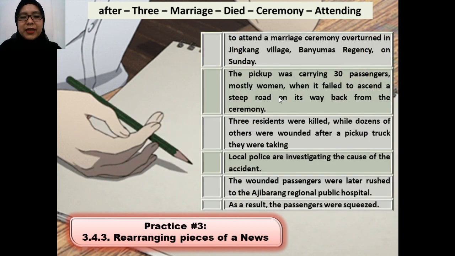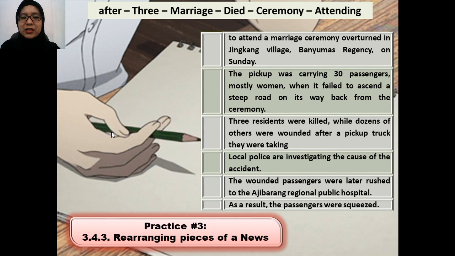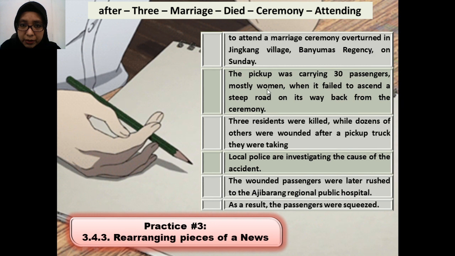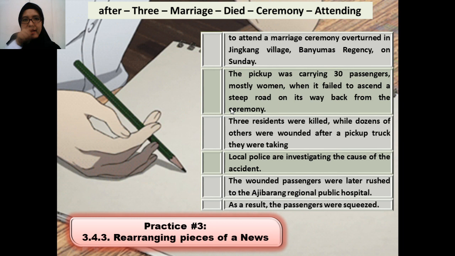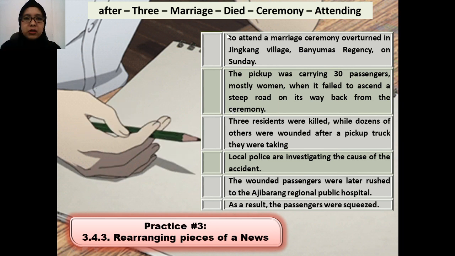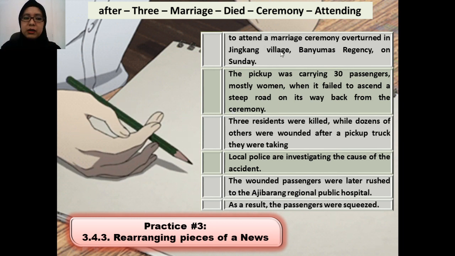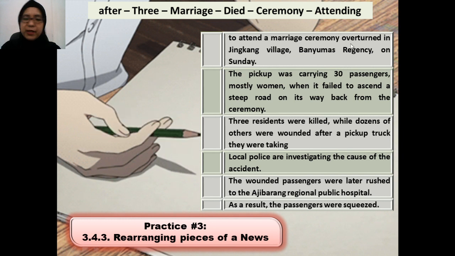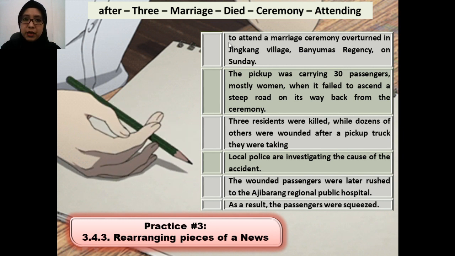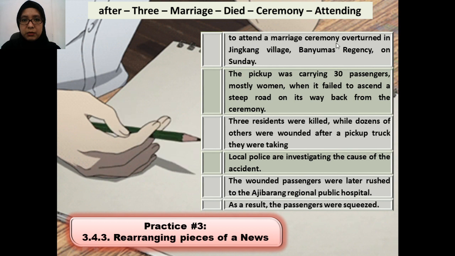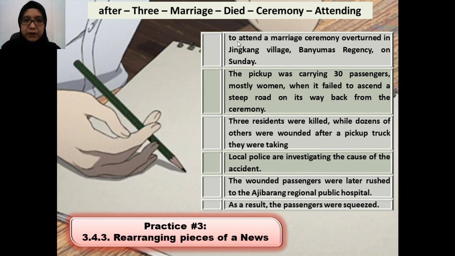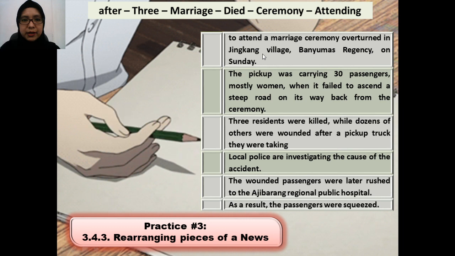Oke, nah setelah itu rearrange these pieces of news. Let's read this first row. Ini ada row yang pertama, row kedua, ketiga, keempat, kelima, dan keenam. Ada 6 baris ya, 6 row. The first row, do you think this suits to be the one to start? I don't think so. Karena tiba-tiba dia bicaranya begini. To attend a marriage ceremony, kayaknya ini ada di tengah-tengah ya. Lihat. Nah ini ada bukan huruf kapital, pas ini lanjutan dari sebuah kalimat. Not this one to start.